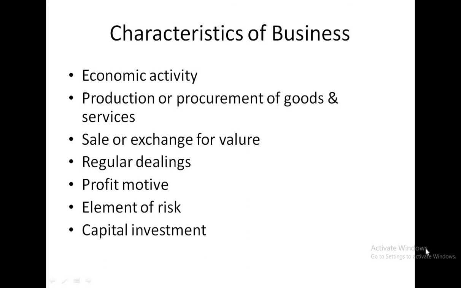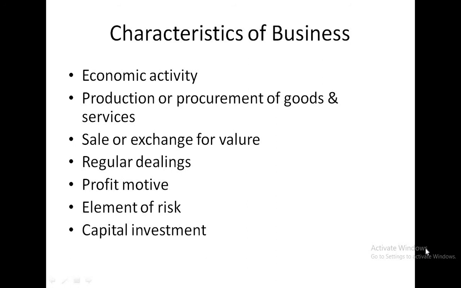Next is producer goods. Producer goods are goods which are used for the production of consumer goods. Example: tools, machineries, etc. Now, services. What do you mean by services? Services include facilities offered to the consumers like transportation, banking, insurance. So, business is not only selling goods but also exchanging or giving services for money.